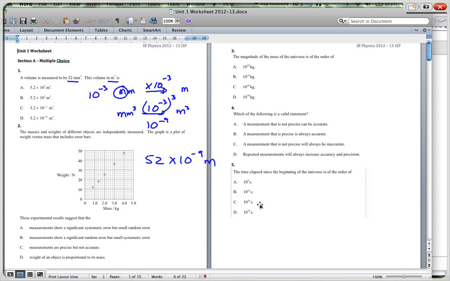So you've got to be quite careful with that when you go to area and when you go to volume. Now obviously here this is going to be my correct answer. D will be the correct answer because I can make this 5.2 times 10 to the negative 8 meters cubed.